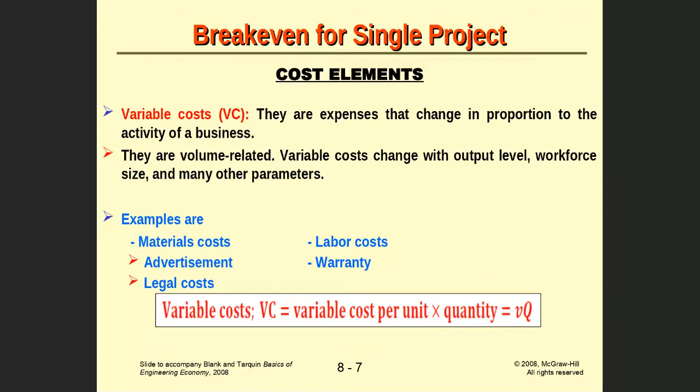So it is something fixed. It is not going to be affected by the number of production. But the warranty, as much as you produce, as much you are going to spend on warranty for those items. So that is why we have the warranty in the variable and insurance in the fixed cost.